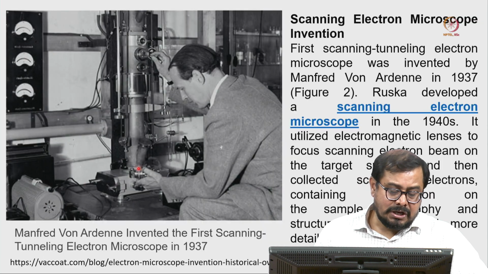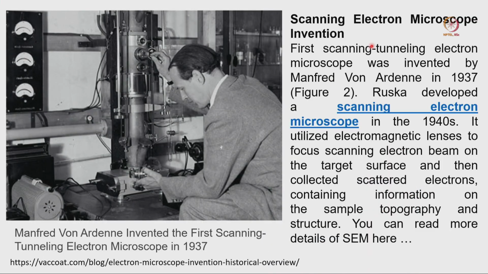In the next stage, you can see Manfred von Ardenne is another person who invented the scanning electron microscope in 1937, and at a later stage, in 1940, Ernest Ruska developed his own scanning electron microscope. So first they developed the transmission electron microscope, and later they developed the scanning electron microscope, and those are the two major components of this electron microscopy field: one is the transmission electron microscope and the other is the scanning electron microscope.